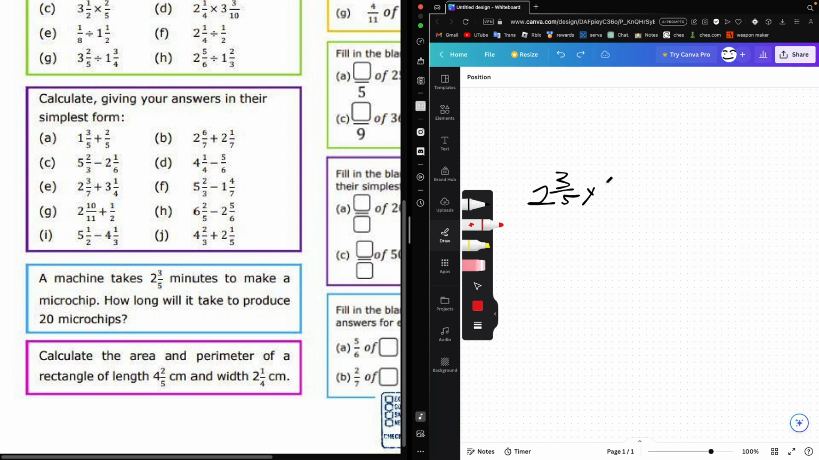So let's amplify that. Let's do that over here. So 20 over 1, right? Like that. So we know that we need to make this improper first. That will be 2 times 5, 10. We already did this. 10 plus 3, 13 over 5 times 20 over 1. Now we can easily solve it. 20 times 13 is 260.